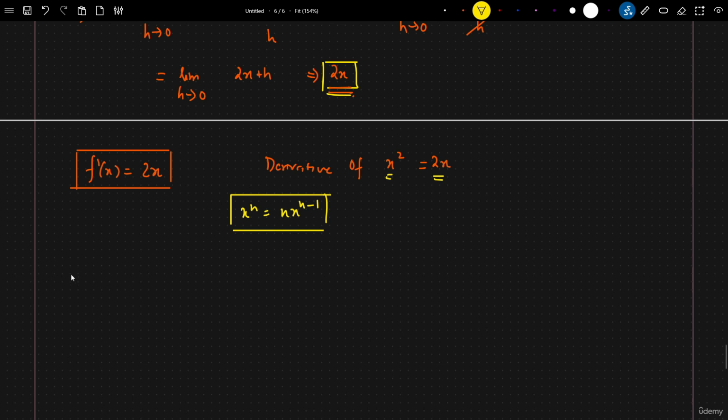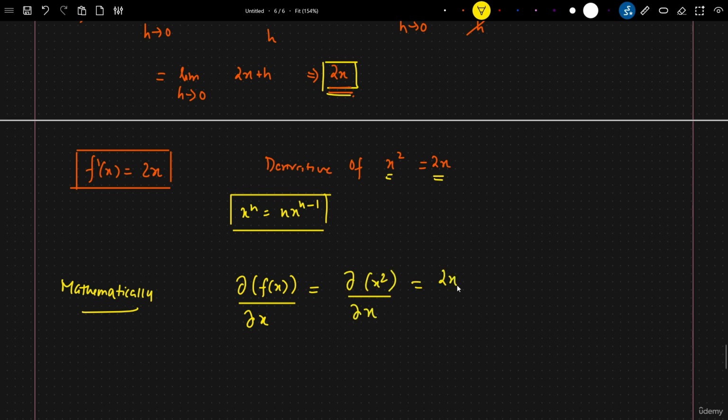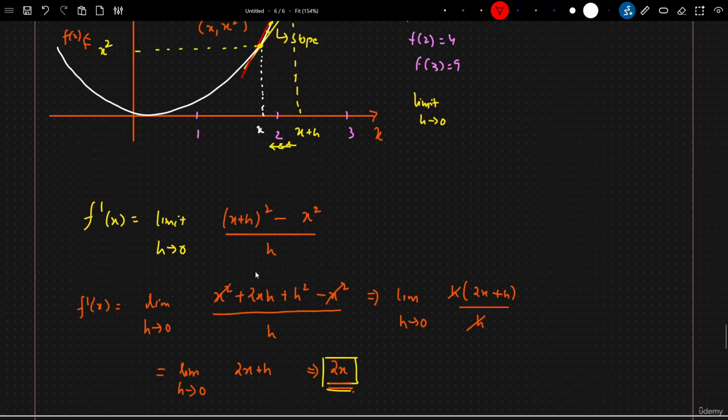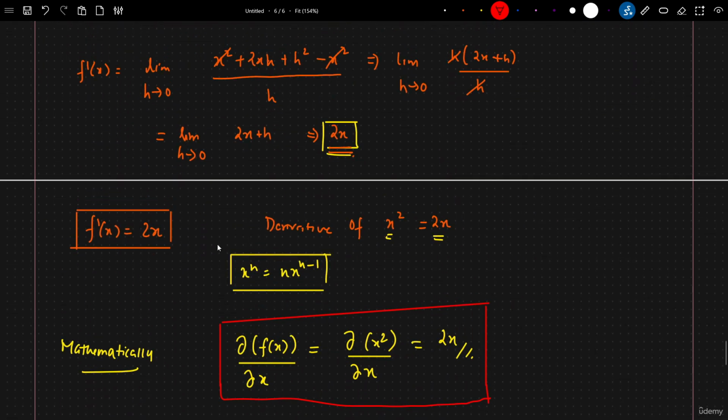And mathematically, we also write something like this: we specifically use this symbol, derivative of f of x with respect to x. It will be nothing but derivative of x square with respect to x. So this is nothing but 2x, and that is what we are getting over here. So this way also we write this. Okay, we'll discuss more about the derivative. We'll solve some problems by taking one data point.